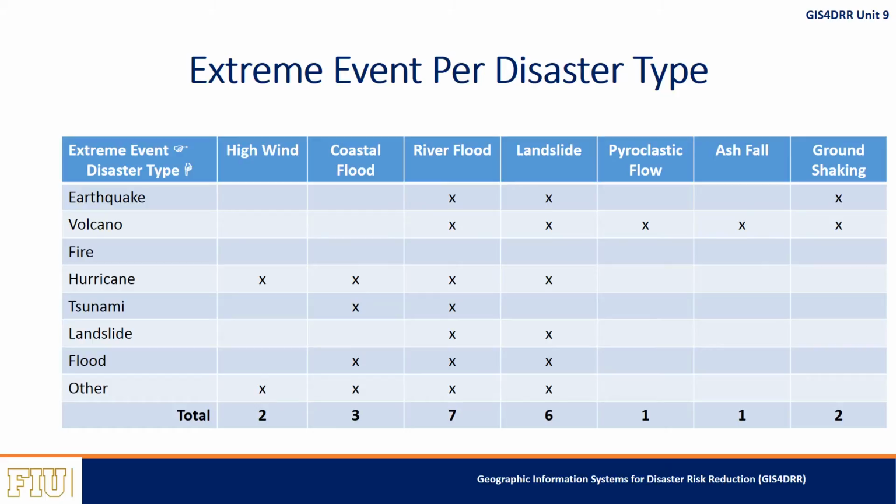Volcano, again, has a lot of potential, some very unique elements to it, especially a pyroclastic flow. Hurricane is made up, in this case, of 4 different sub-hazards. Tsunami has a couple, and so you can see how that plays out. So we look at these numbers, and we see that the river flood and landslides are the most frequent specific hazards that play out.